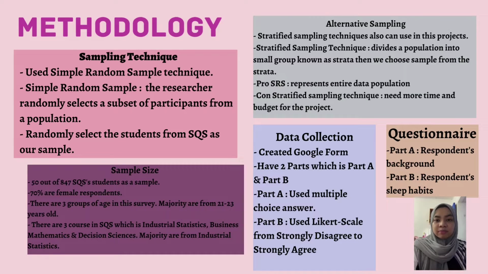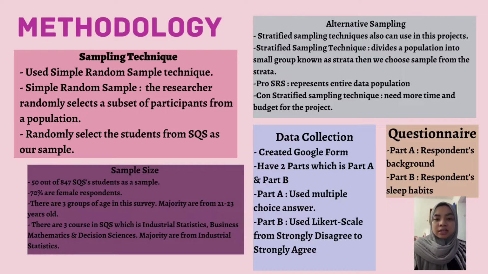So today, I will present methodology. For our project, we use simple random sample technique to find data for our project. Simple random sample technique is a type of probability sampling in which the researcher randomly selects a subset of participants from a population. In our project, we randomly select students from SQS as our sample. Next, for alternative sample, we can also use stratified sampling techniques to find sample.